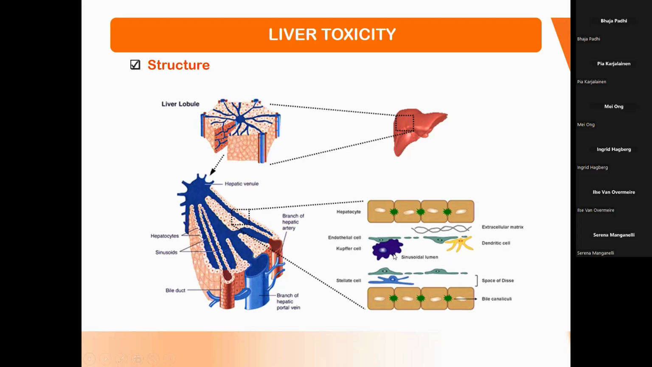And then finally, in the sinusoidal lumen, there are a couple of non-parenchymal cell types present that take care of the immunological function of the liver, which is still very underestimated, I must say, especially in the field of toxicology, but nevertheless very important for things like idiosyncratic reactions. So for example, these Kupffer cells and these dendritic cells.